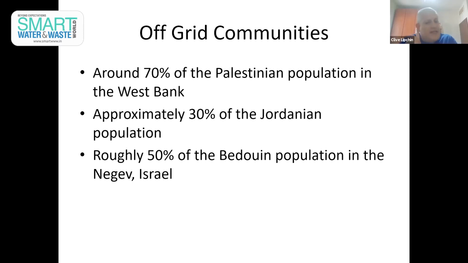So in our specific case study, the off-the-grid communities are something like this. Around 70% of the Palestinian population in the West Bank is not serviced by sewer and wastewater infrastructure. In Jordan, our neighbor to the east, it's approximately 30%. And in Israel itself, we are looking at around 50% of the Bedouin population, which is an indigenous community in the south of Israel, in the Negev Desert. Around 50% of the Bedouin population is also off the grid. So these are our most vulnerable communities to infection. Next slide, please.